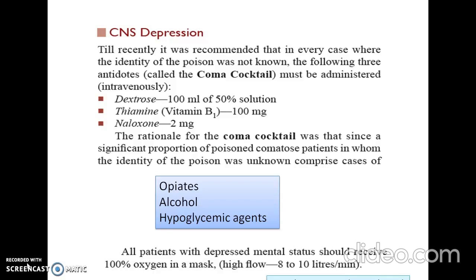Then all patients with a depressed mental status should receive 100% oxygen by a mask, like high flow, 8 to 10 liters per minute. It is also called hyperbaric oxygen therapy. A higher concentration will help to protect the brain from further damage.